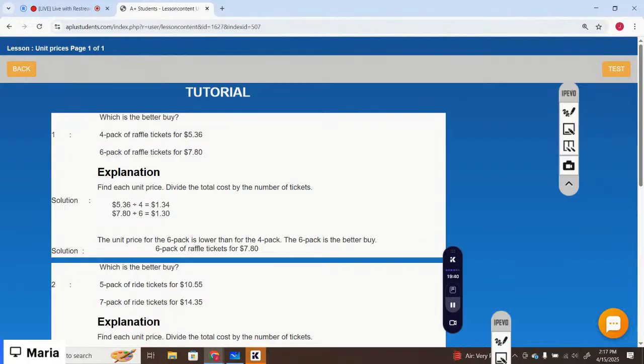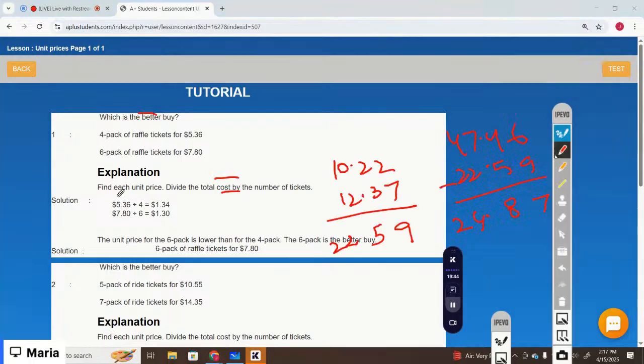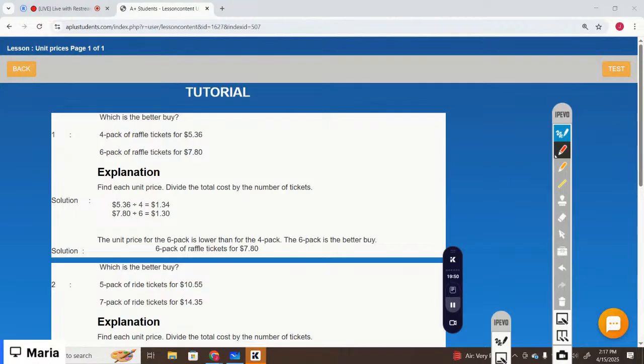So you have to see which is the better buy. When you want to see which one is a better buy, you have to calculate the cost of one pack, right? Like here you have given four pack of $5.36. So you need to divide $5.36 by four. 1.34 is the price of one ticket, right? One pack. Same thing you have to do with the other value. 7.80 divided by 6 is $1.30. So the one that has the less value is the better buy. So 1.30 is the better buy. That means six pack of raffle tickets for 7.80 is better buy.